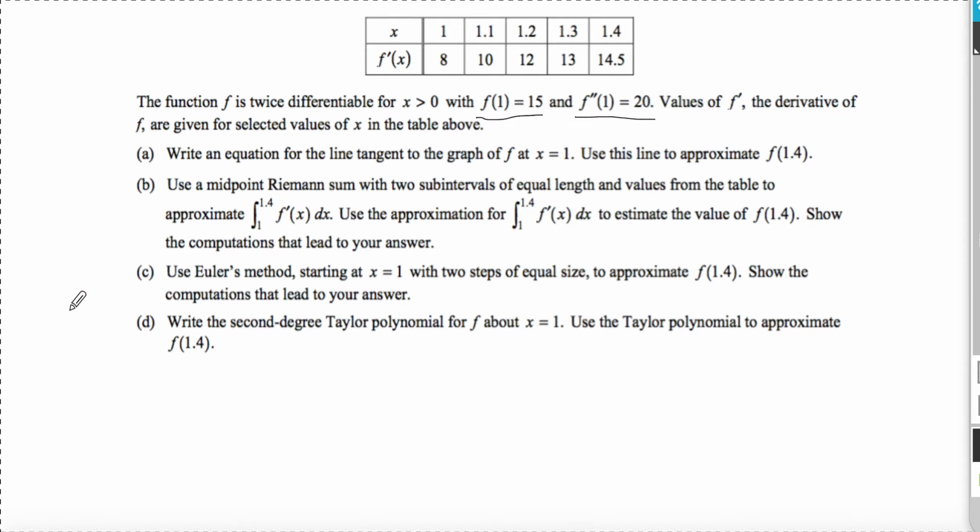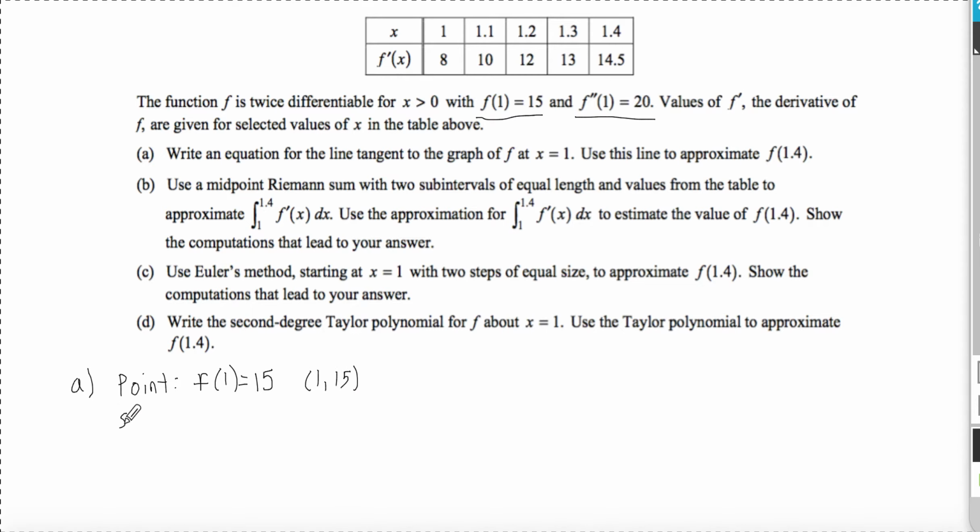All right. Part A, write an equation for the line tangent to the graph of f at x equals 1 and use it to approximate f of 1.4. All right, let's see. Tangent line approximation. We know how to do that. We need a point. Our point at x equals 1. So f of 1 is what we need, because we want the tangent line to f. So f of 1 is 15. So our point, we have (1, 15). That's from up here, right?